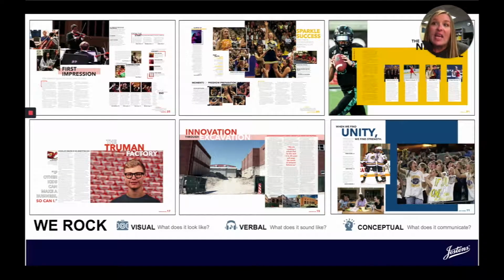And phrases like "when we find unity, we find strength" and "the next level" don't simply repeat that central theme phrase, but use related verbals to further connect the stories to the overall theme. Another reason why this theme is successful is because it lends itself to those individual stories, like what we see with the Truman Factory, and the collective stories, like the cheer story on the top of the page.